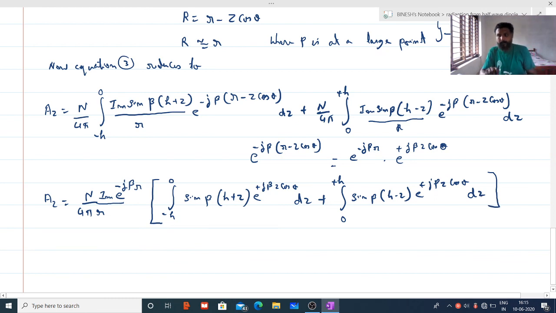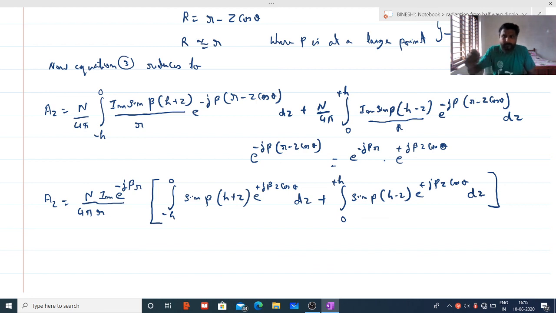Okay, this is a term: mu I m e raised to minus j beta r over 4 pi r, times integral from minus h to 0 of sin beta (h plus z) e raised to plus j beta z cos theta dz, plus integral from 0 to plus h of sin beta (h minus z) e raised to plus j beta z cos theta dz.